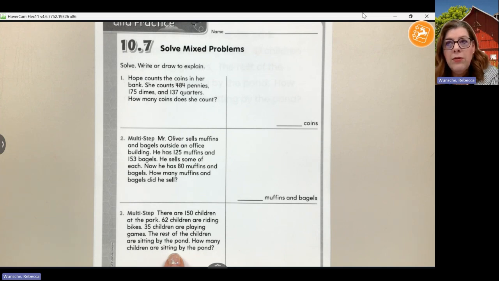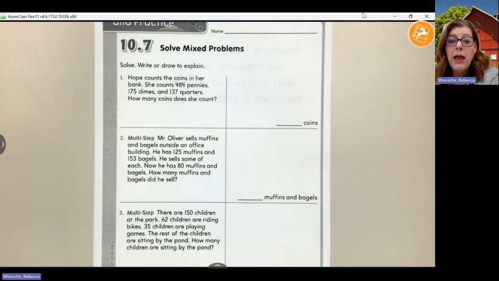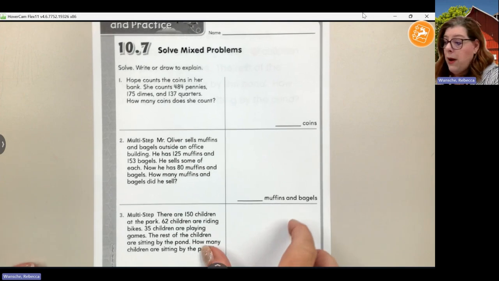Sometimes as students, we have the tendency to want to just grab those numbers and start adding them together because it seems like there were children and they were doing things and we should add them all together. So what I want us to do now is we're going to take away those numbers so that we can really think through the process of the problem.